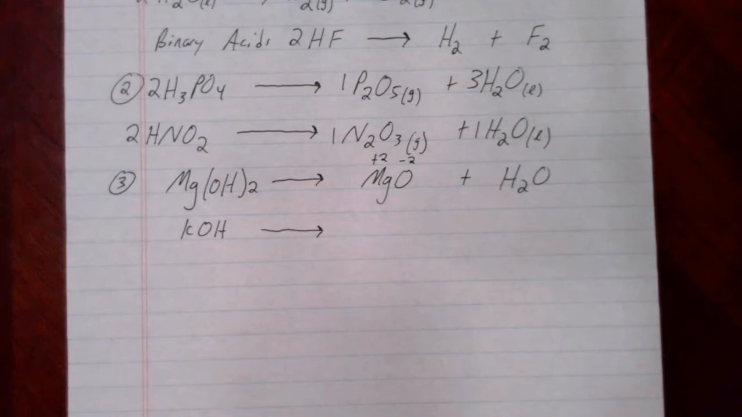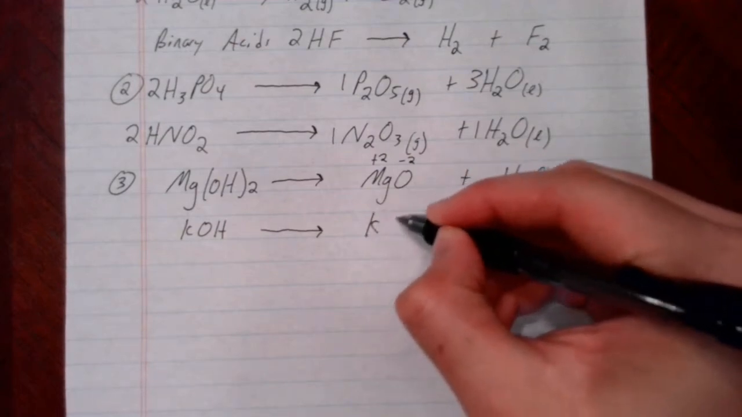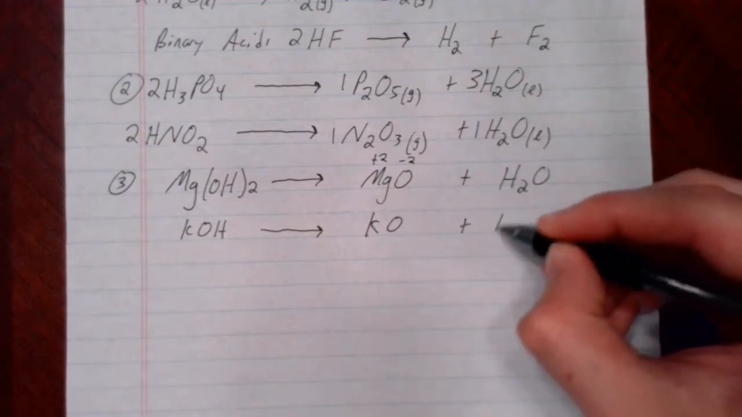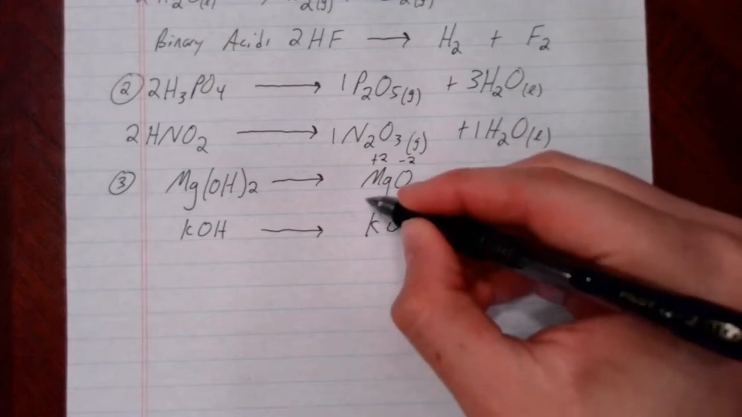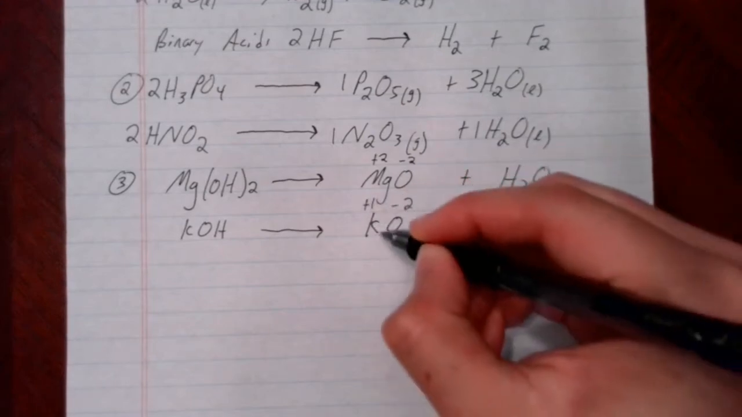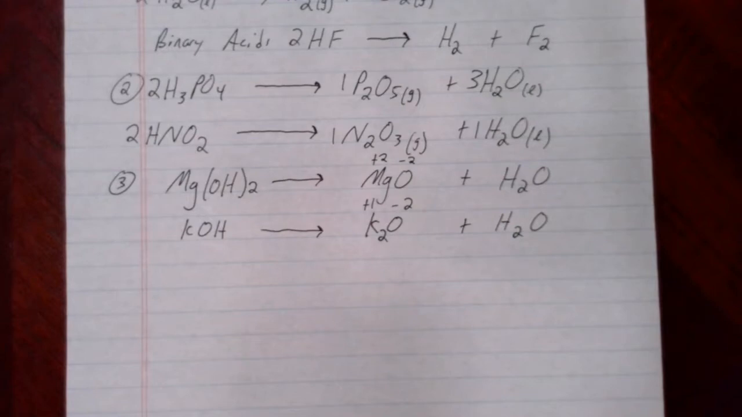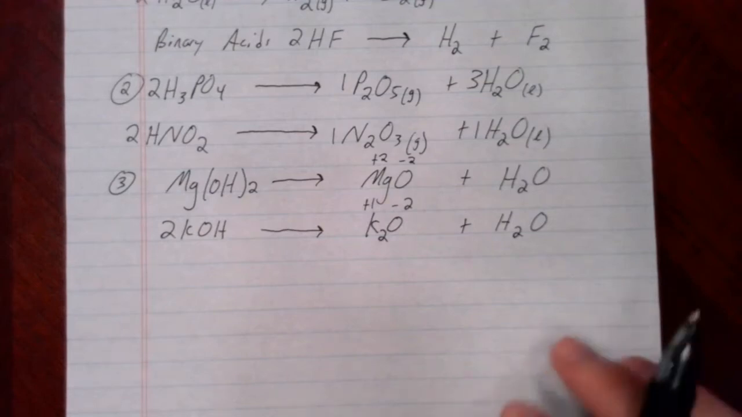So then I'll go back and see if it's balanced. 1 magnesium, 1 magnesium, 2 hydrogens, 2 hydrogens, 2 oxygens, 2 oxygens. I'm in good shape. So potassium hydroxide, I recognize it's decomposition. There's only one reactant. I see it's a metal hydroxide, so I know a metal oxide plus water will be my products. I go back and check my charges. +1, -2. They don't cancel, so I have K2O here. I go back. I balance the reaction. 2 potassiums, 2 potassiums, 2 oxygens, 2 oxygens, 2 hydrogens, 2 hydrogens. I'm in good shape there.